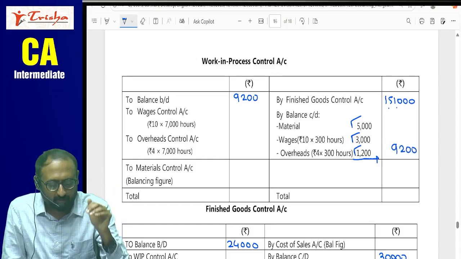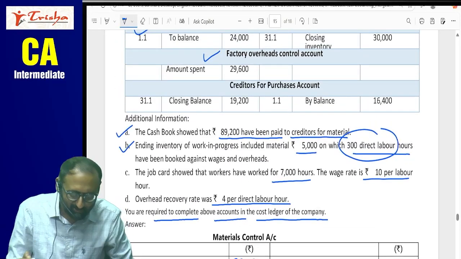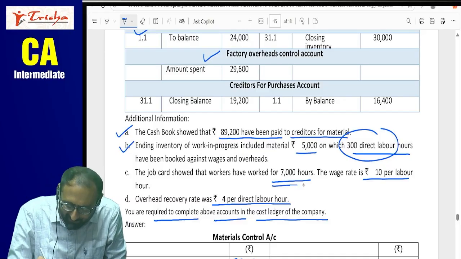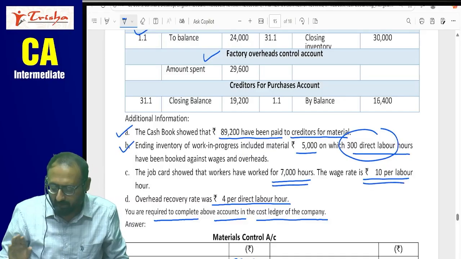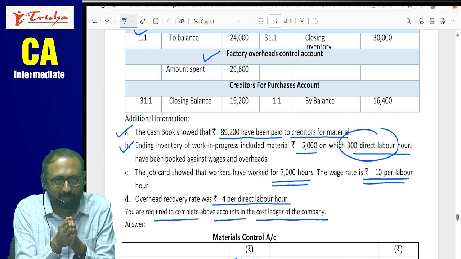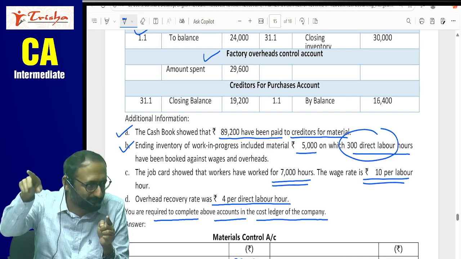Perfect. Next one. Let's read the next adjustment, sir. The closing inventory is over. Job card shows that workers have worked 7,000 hours. Wage rate is 10. Where to transfer these 7,000 into 10? 70,000. Direct wages. Where do we transfer direct wages? Direct wages will be transferred to WIP account.